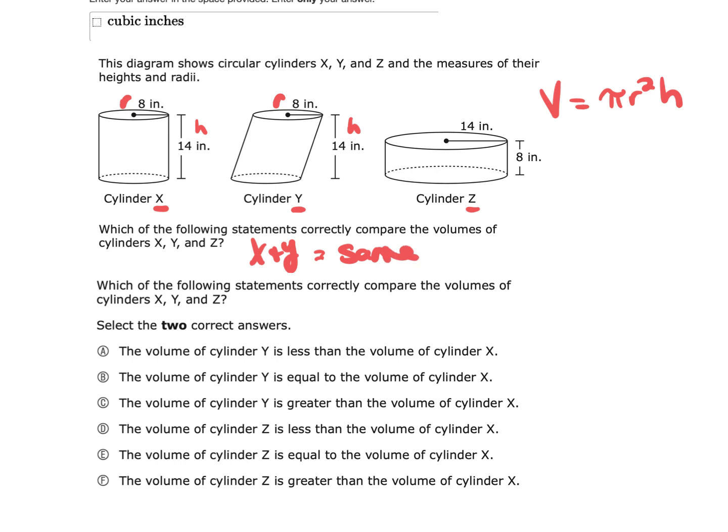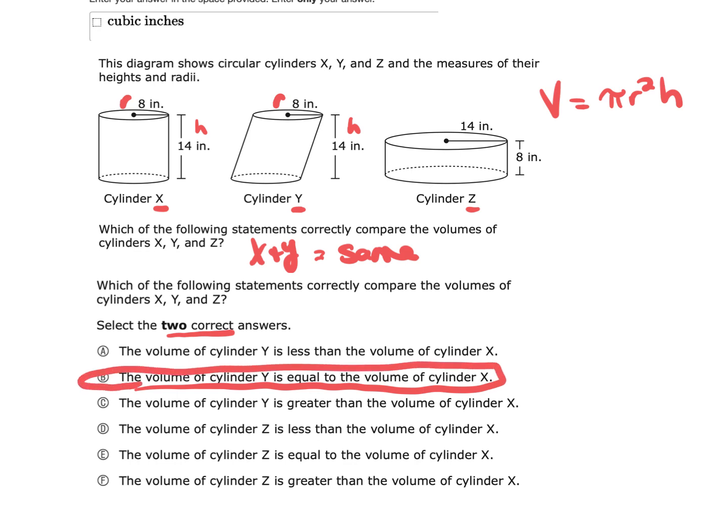Okay, which is going to be B because it tells us to choose 2 correct answers. So the volume of Y is equal to the volume of X. This is true. Okay, just because the cylinder is slanted to one side, the radius is the same, the height's the same. So obviously the volume is going to be the same.